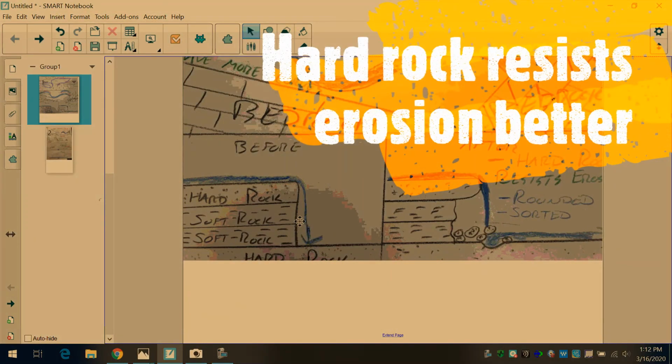We also didn't, I didn't do the best job ever of showing how waterfalls work as the water goes over. We talked a lot about how the hard rock, like the Niagara Falls with the Niagara Escarpment, the hard rock kind of sticks out and the soft rock is really what gets eroded away.